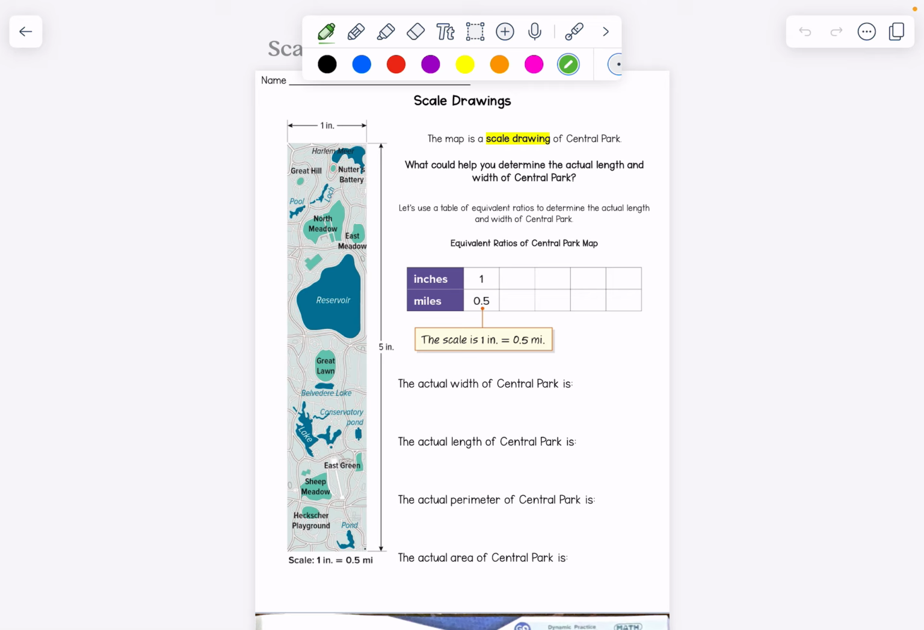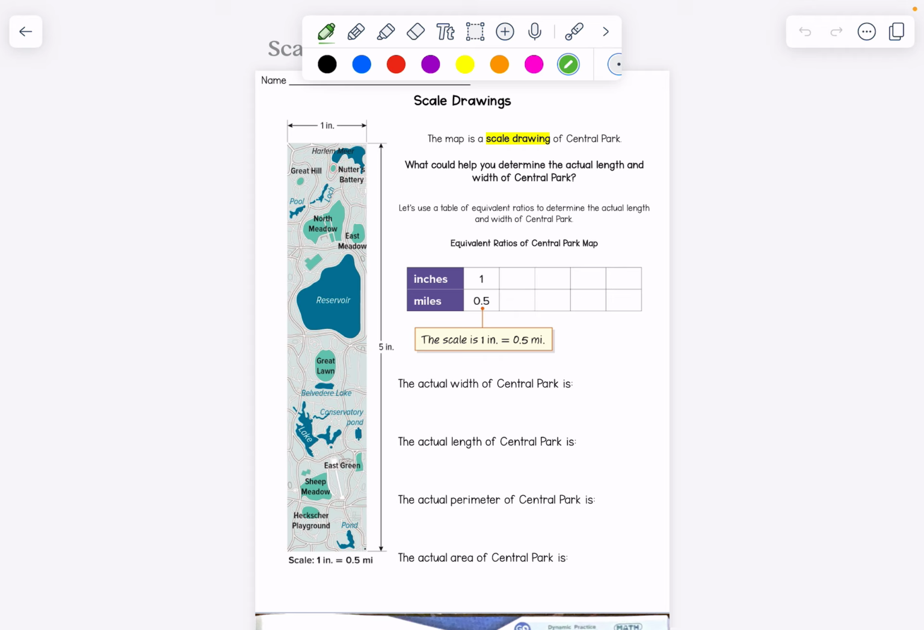So first of all, a scale drawing is a proportional drawing of a figure or a location, which means that with the measurements, we can use a ratio table to solve for some missing measurements.